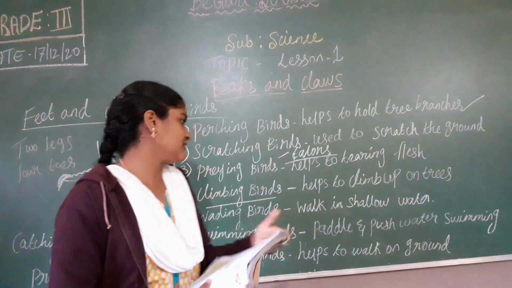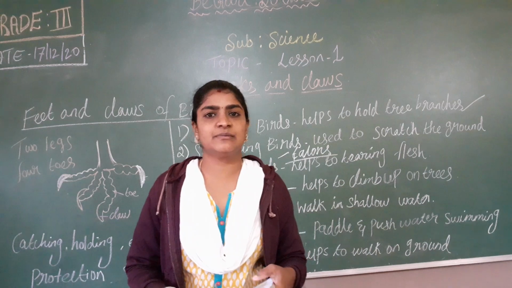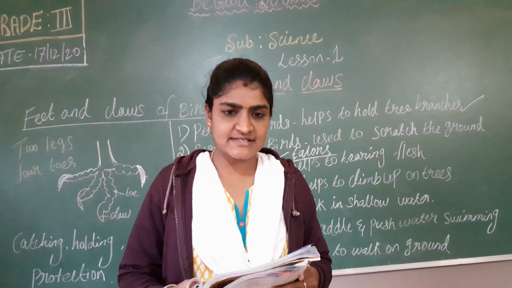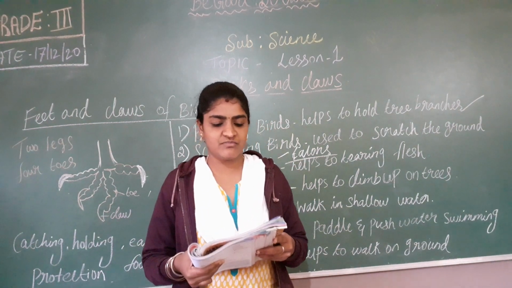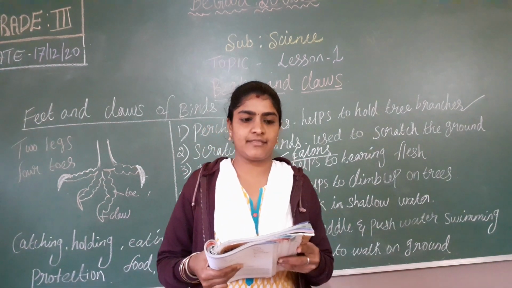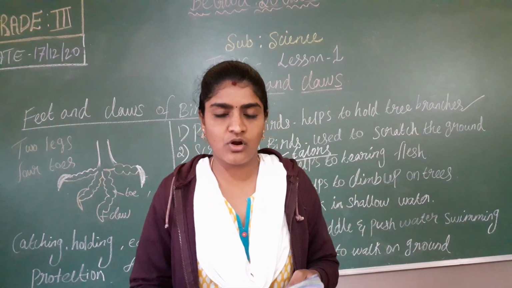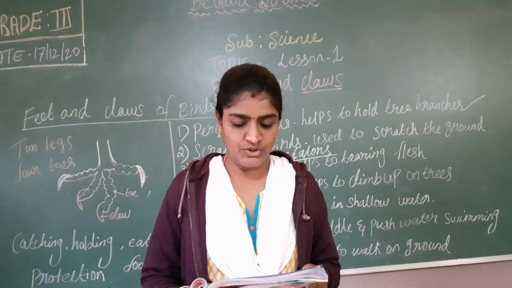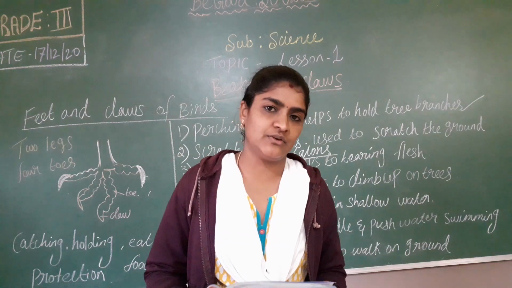And next, we are going to see swimming birds. Few birds swim in the water, so they are called swimming birds. Birds like swan, duck and pelicans are good swimmers. They have 3 toes in front and 1 toe at the back. They have webbed toes with small claws. The web is thin skin spread between the toes. This helps them to pedal, pushing water while swimming.